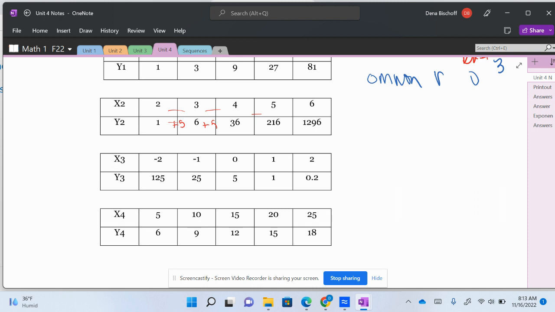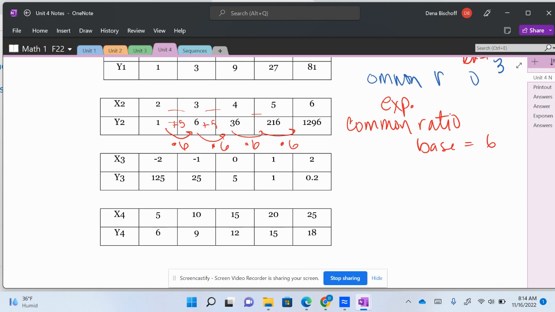It's not linear. So that means it's probably exponential, not necessarily. But to go from 1 to 6, what am I doing? Times 6. 6 times 6 is 36. Oh, that works. 36 times 6 is 216. That works. 216 times 6 is 1,296. So my common ratio, which is also my base, is 6. And we know that this is exponential.